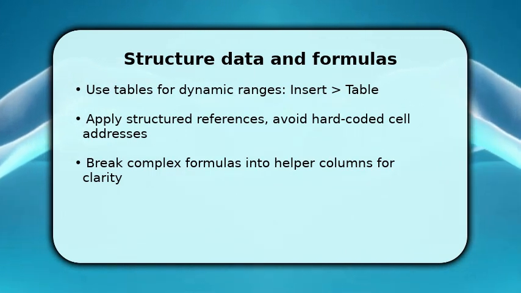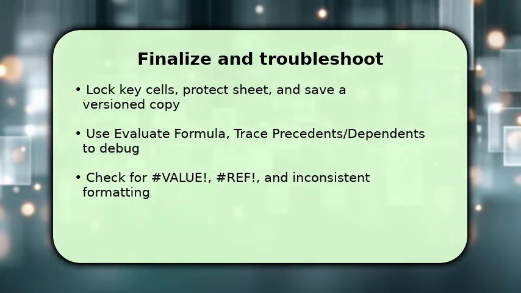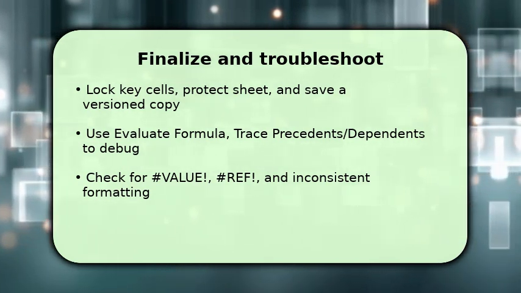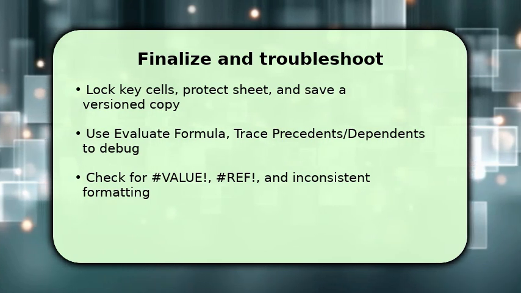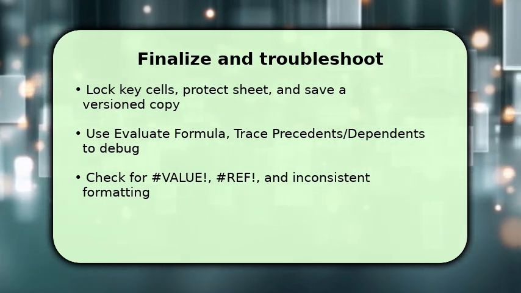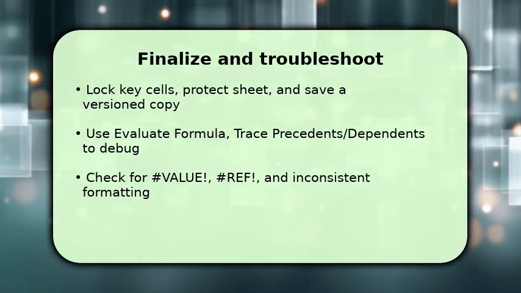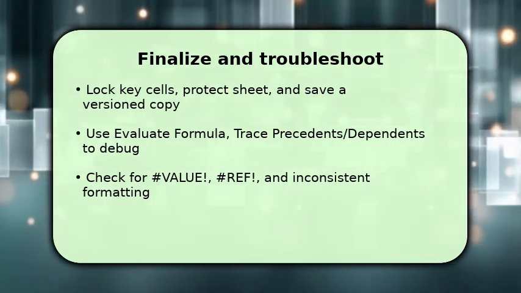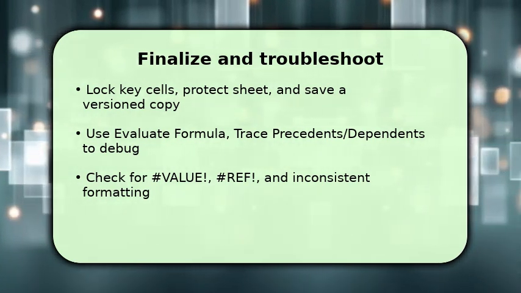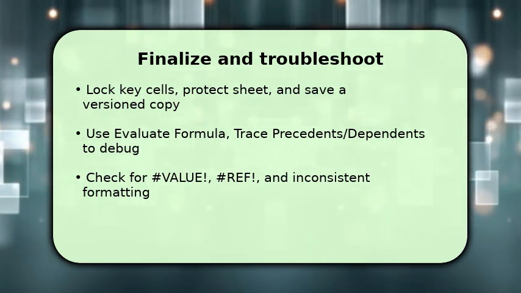To finish, lock and protect key cells and save a version copy so you can revert if needed. Once done, test outputs with realistic inputs and run the evaluate formula or trace tools to confirm behavior. If results look wrong, check mismatched data types and hidden rows first. A single troubleshooting tip: when a formula fails, step through it with evaluate formula. This reveals the exact point of error, so you can correct references or convert text numbers into real numbers and restore correct results.